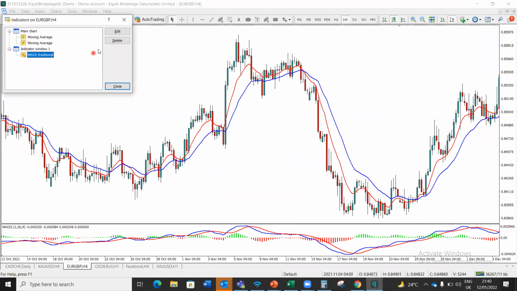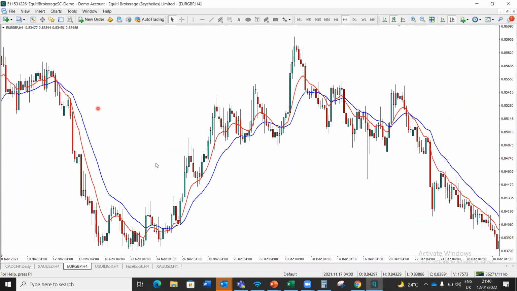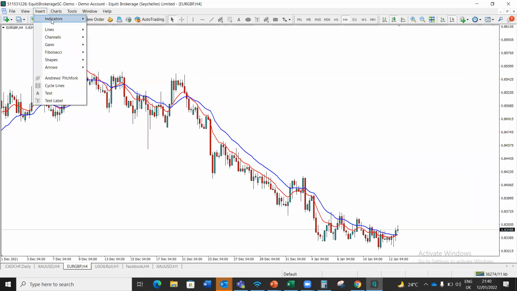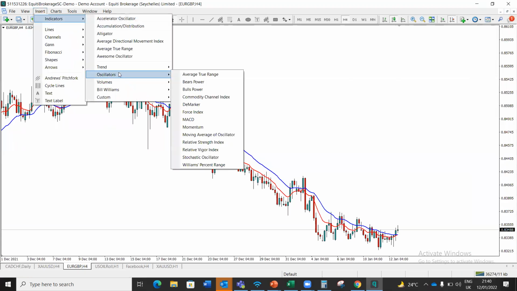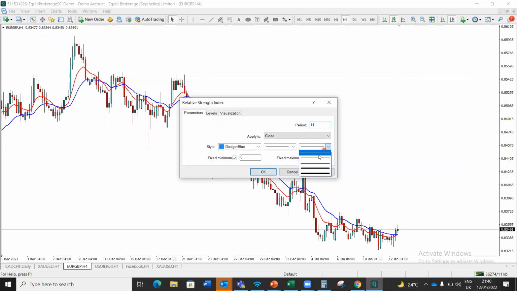So let's take off the MACD. Beautiful. For you to install the RSI, you come to Insert, then Indicators, and the RSI is an oscillator. So you come to Oscillators, and then you find the Relative Strength Index here, right? Inputting the relative strength index, you can leave the period at default, and then say okay.